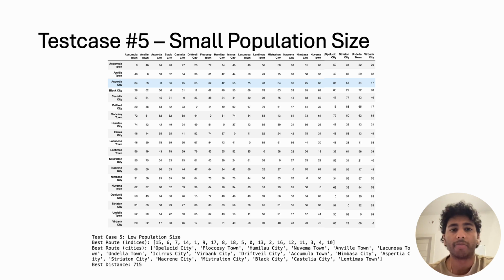This test case uses a much lower population size of 5 down from 100. This means that there is lower diversity in picking an optimal route. This algorithm does find a less optimal route as there is less variety in picking samples.